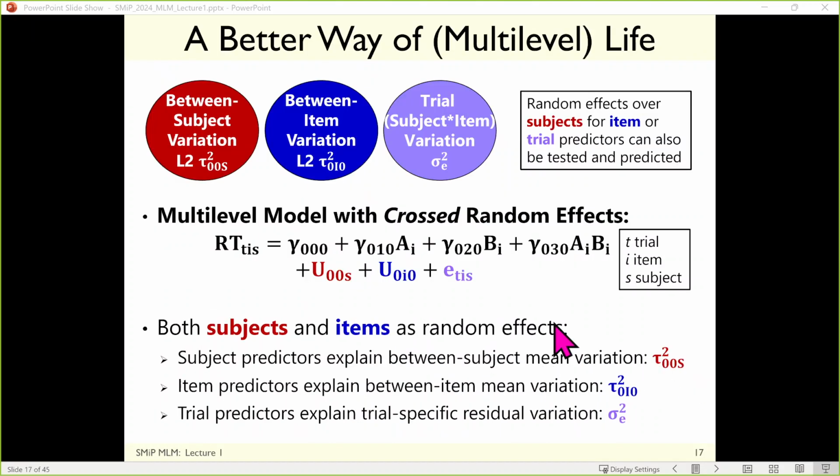So the overall model, if I were to do it properly for Larry's data, would look like this. So we can incorporate my A and B item predictors. They would explain the U0 item variance. What's not incorporated, but what could be incorporated, is subject predictors. So why is it that some people are faster at this task than others? I don't know, but I could collect subject information about individual differences and put that in the model. And subject information would explain this U subject intercept variance.